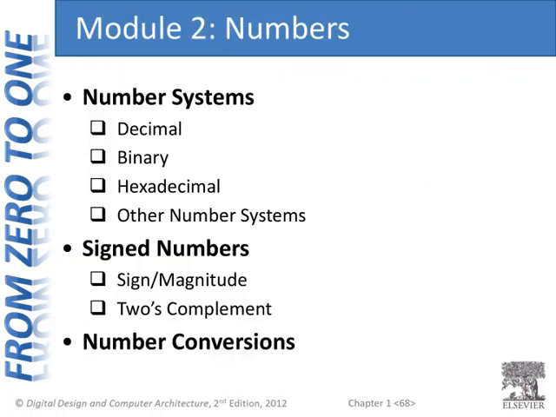So in this module, we've covered a lot of stuff. We covered number systems, decimal, binary, hexadecimal, and then generalized it to really any other base. We also talked about signed numbers, sign magnitude, and particularly 2's complement numbers. We also talked about how to convert between those different number systems.